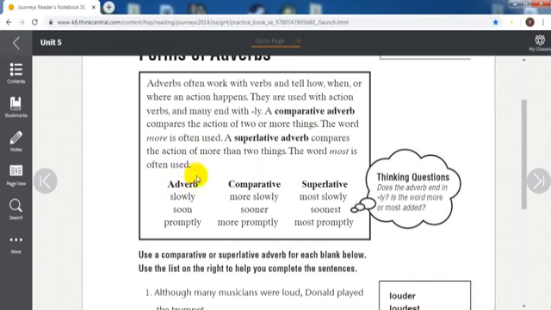Okay? So we got the adverb here, slowly. As a comparative adverb, it's going to be what? More slowly. And as a superlative adverb, it's going to be what? Most slowly. We got soon as an adverb. The comparative adverb would be sooner, and the superlative would be the soonest, right? We got promptly. There's a comparative adverb would be what? More promptly. And as a superlative, it would be the most promptly, right? Okay.